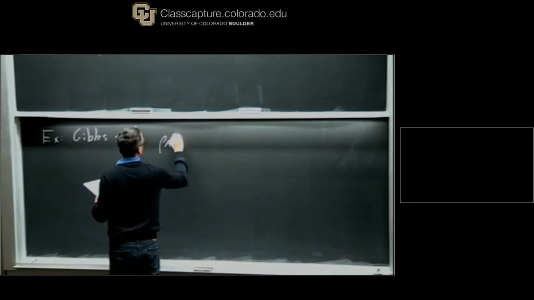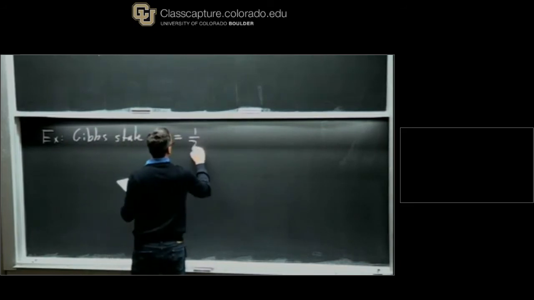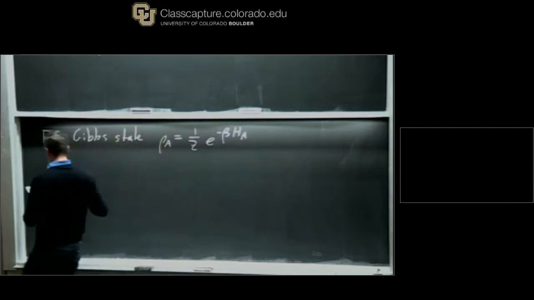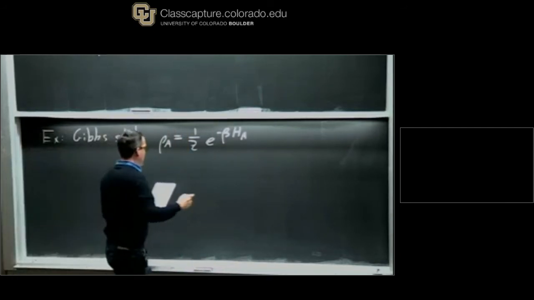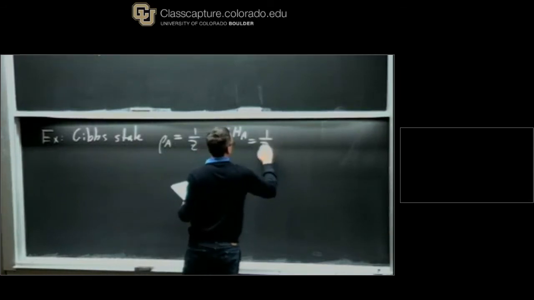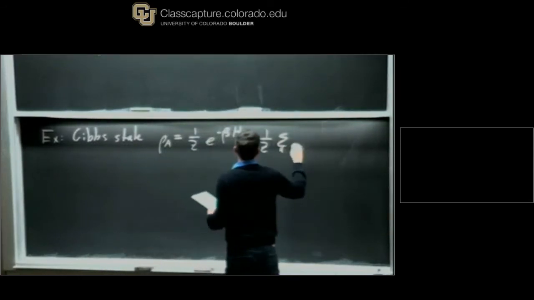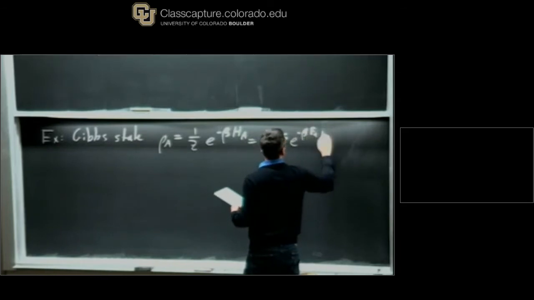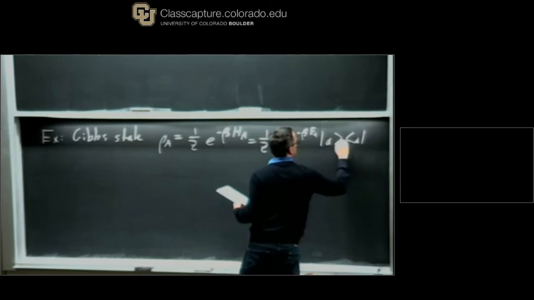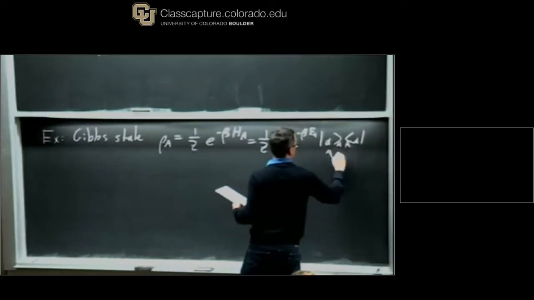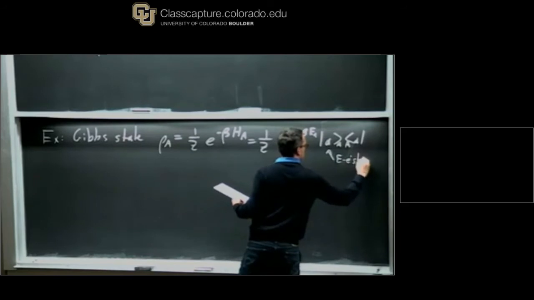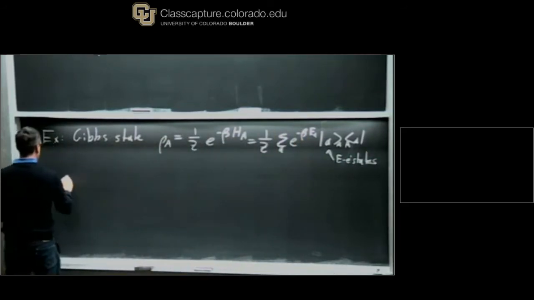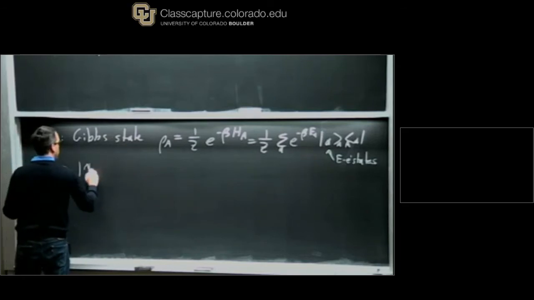So rho A is 1 over Z e to the minus beta H. And now these are the eigenstates, e to the minus beta E_A. These are the energy eigenstates. Okay, so the purification looks like this.